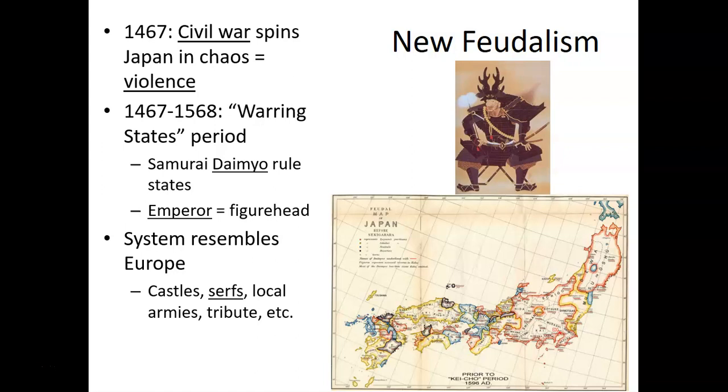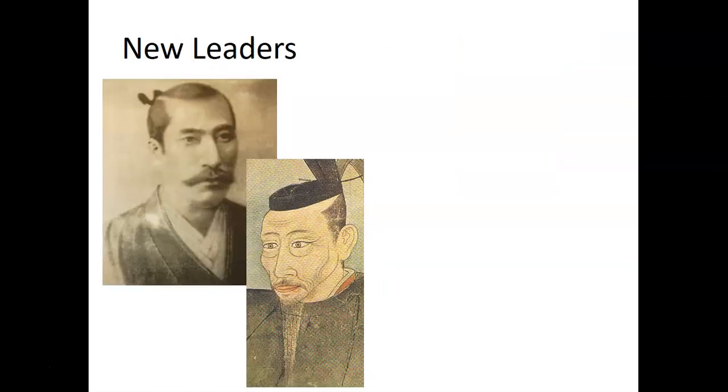Now, there is going to be a Japanese emperor, but he won't effectively really be in control. They're essentially a figurehead at this time. Now, this system, you can really just compare it straight to that European feudalism system that we talked about much earlier in the course. There's castles, there's serfdom, you have local armies that are loyal to their local rulers or their daimyo. They don't really have any allegiance to a king or, in this case, an emperor, and tribute is a huge part of their society. Okay.